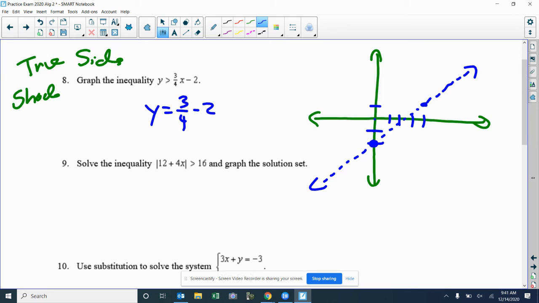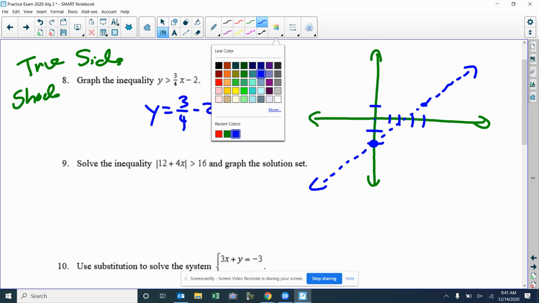If you're feeling a little uncomfortable with graphing, use your graphing calculator and go to y =. Go to y = and plug it in and make sure the graph looks the same as the one you have up there, and check. Everybody okay so far? All right, we're looking for that true side.